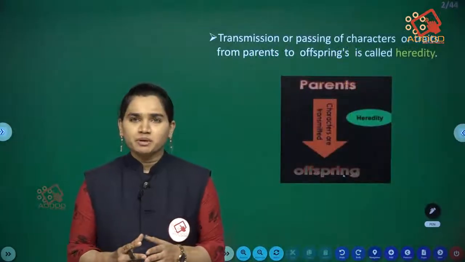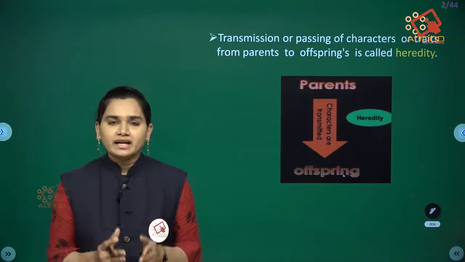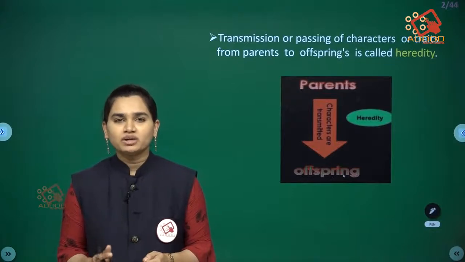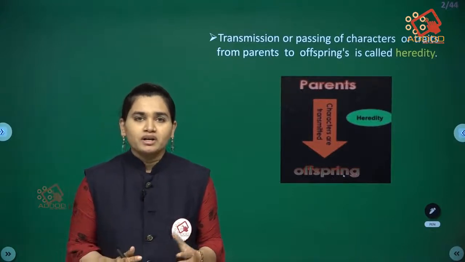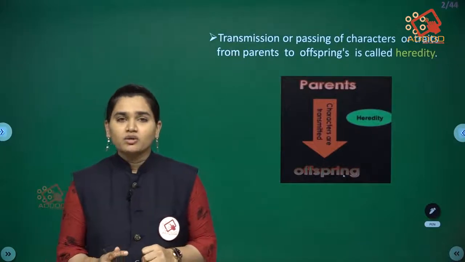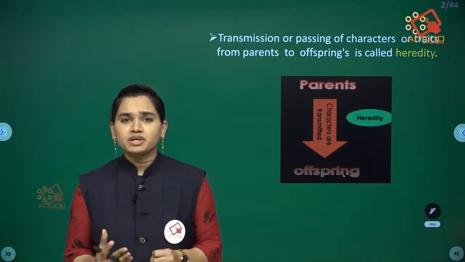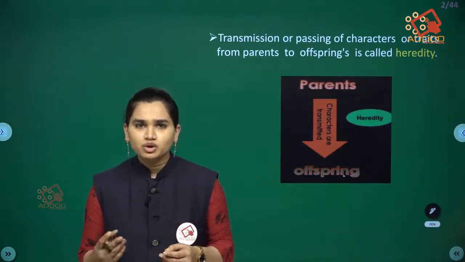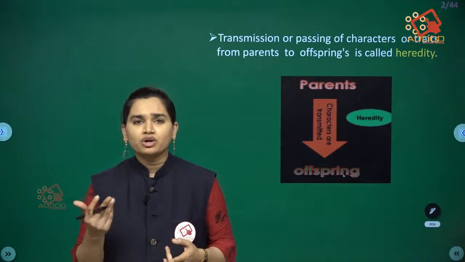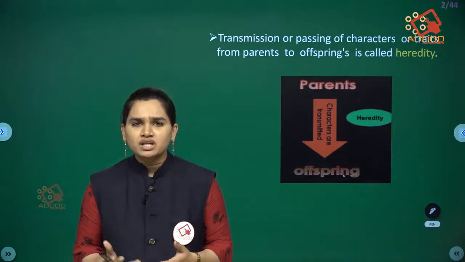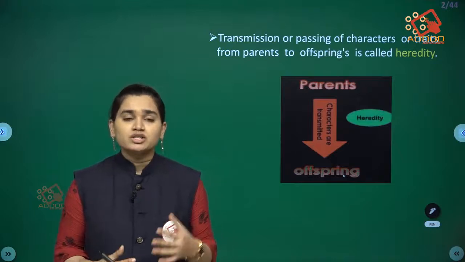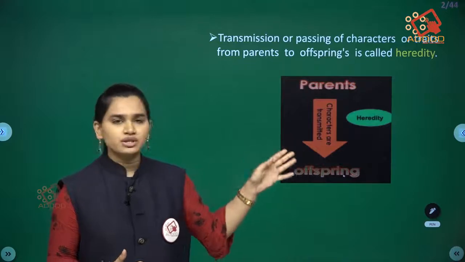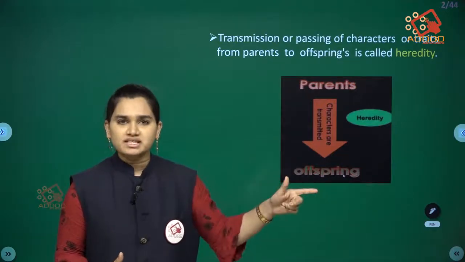So heredity is nothing but the transmission of characters or traits from parent to offspring is known as heredity. Now, transmission of characters. What would be the characters that are getting transferred from one generation to other now? This character could be anything. It could be the skin color, it could be the color of the eyes, shape of the nose, shape of ears, anything. So, these characters or traits are getting transferred from one generation to other generation. This is known as heredity.